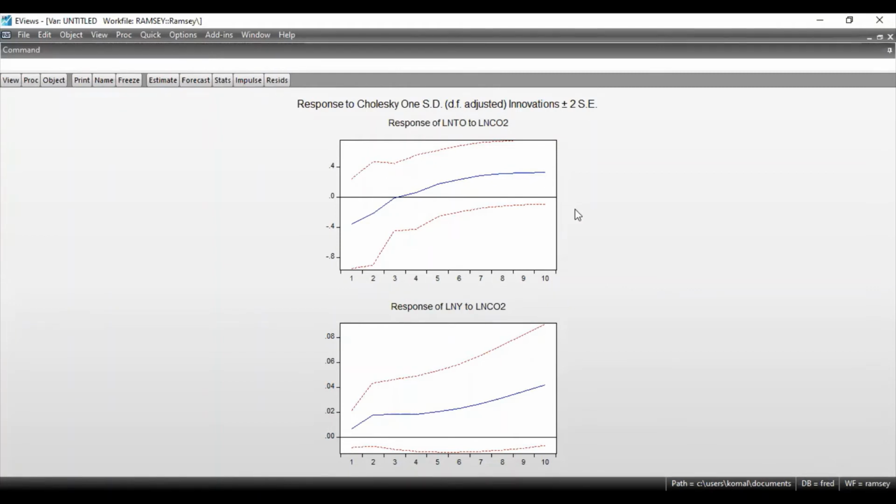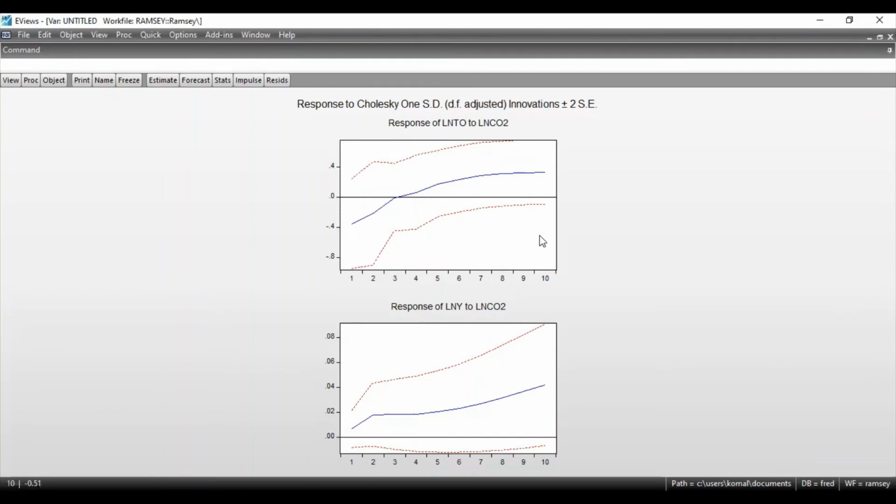Okay, so since there were two independent variables in my data set, this first graph shows the response of the first independent variable to the dependent variable CO2, and the second graph shows the response of the second independent variable to the dependent variable. Okay, now how to interpret the results for the impulse response function.